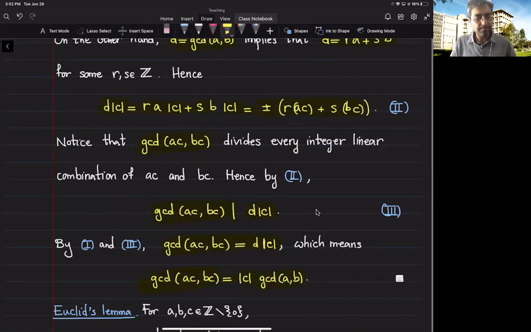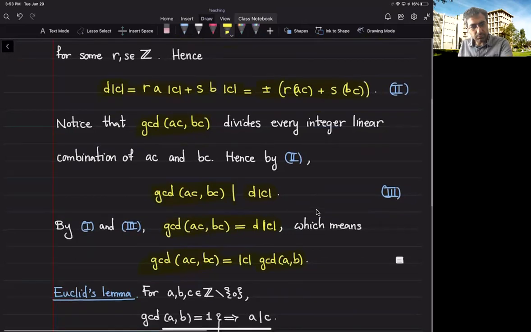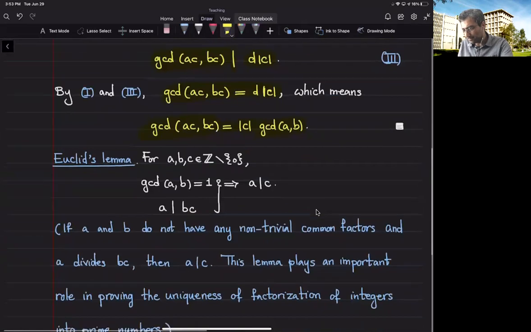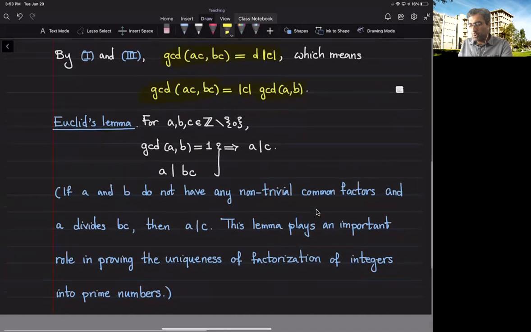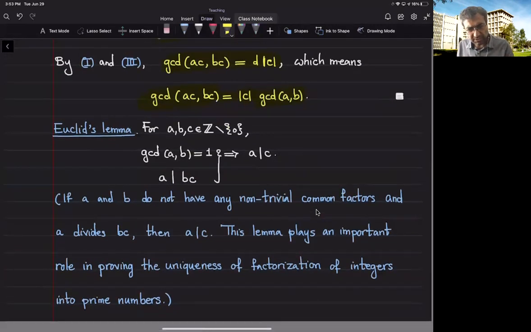So as we multiply a pair of integers by another non-zero integer, the GCD is multiplied by the absolute value of this integer. Now we are ready to prove Euclid's lemma as well, which plays an important role in proving unique factorization of integers into prime numbers. We are not going to prove unique factorization of integers into prime factors, but it's actually rather easy to deduce it using this Euclid's lemma. I encourage you to try it on your own, just in case you have forgotten it.